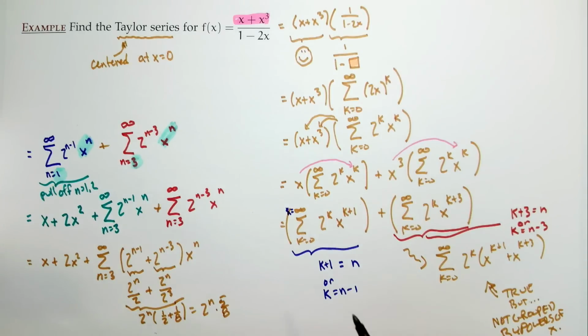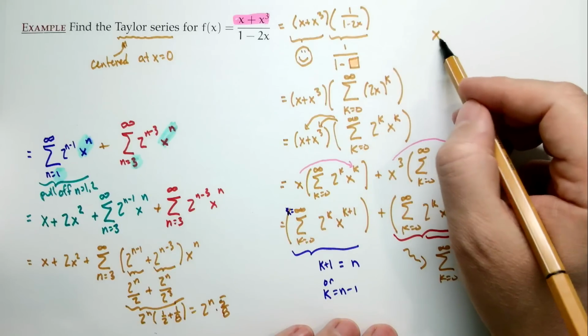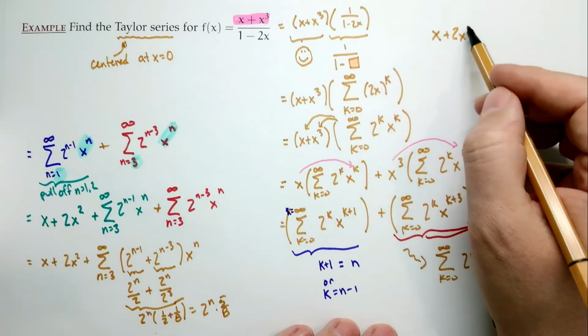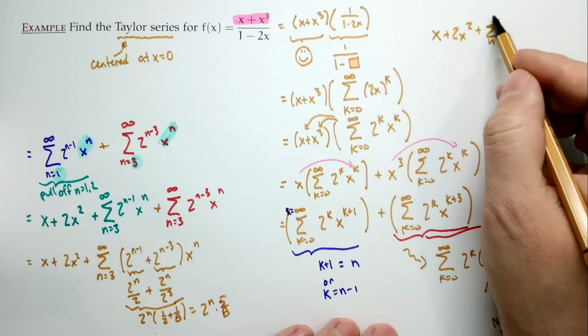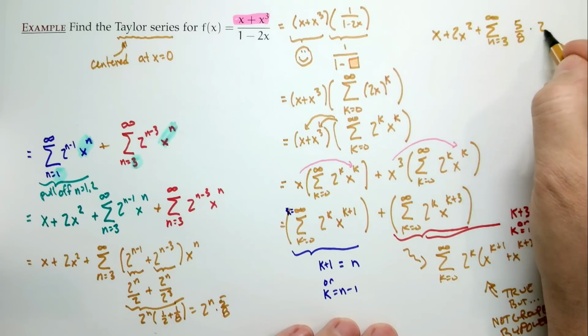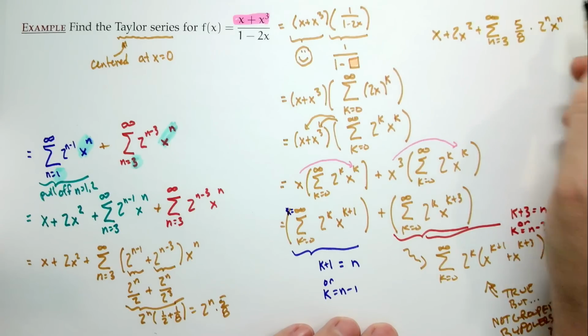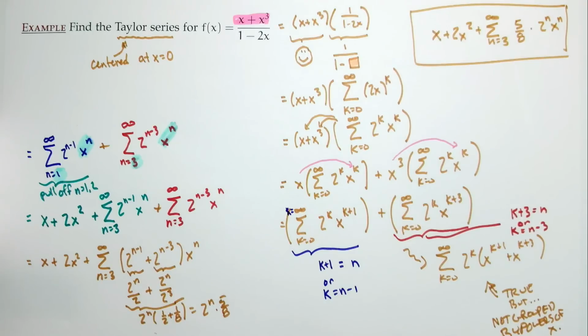So we end up with, I'll put it up here in this corner. First term is x, 2x squared, plus the sum from 3 to infinity of 5/8 times 2 to the n, x to the n. And there you go. That's the answer.